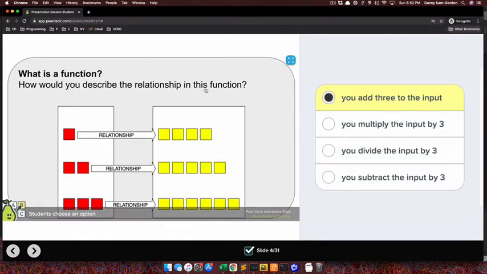How would you describe the relationship between this function? Well, it goes from 1 to 4, from 2 to 5, from 3 red ones to 6 yellow ones. So the difference between 1 and 4 is 3. The difference between 2 and 5 is also 3. That is why I marked that you add 3 to the input each time you solve one of these problems.